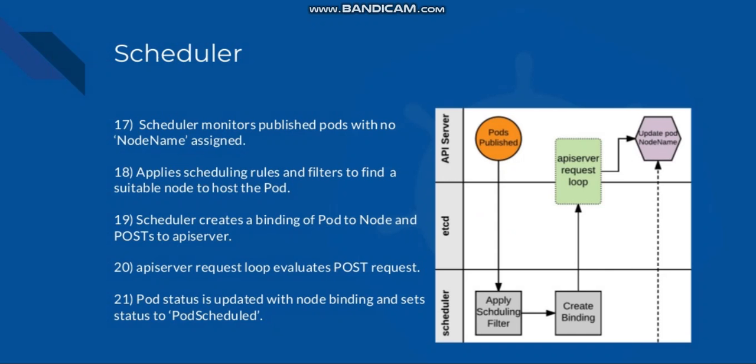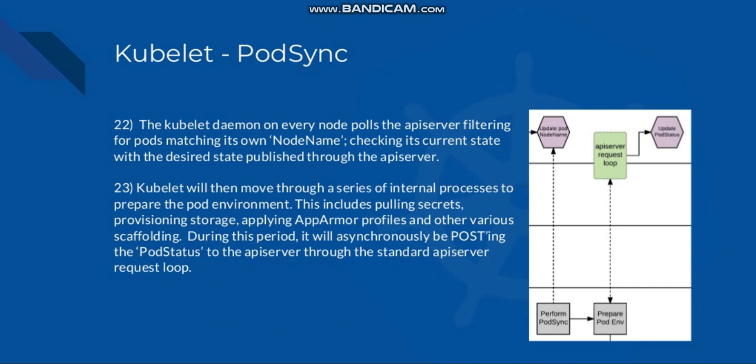Scheduler, you can see here: the scheduler monitors published pods with no node name assigned, applies scheduling rules and filters to find a suitable node to host the pod. The scheduler creates a binding of the pod to the node and posts it to the API server. Then the API server request loop evaluates the post request, the pod status is updated with the node binding and the status set to pod scheduled. Then the pod sync.